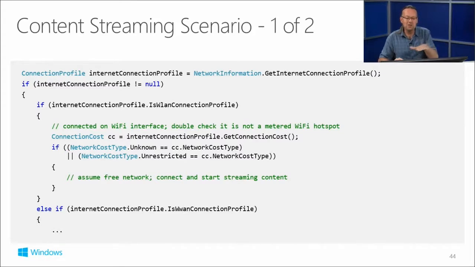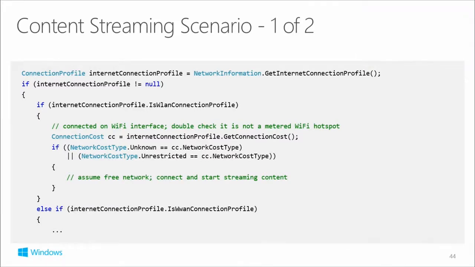Again, it's the NetworkInformation.GetInternetConnectionProfile API. You need to find out, are we on a wireless LAN? So you check if the internet connection profile's IsWlanConnectionProfile is true. And then, if it is, you can get the connection cost of that profile, check it's an unrestricted network cost, and if all that is true, we know we're on free Wi-Fi, and you can just go away and stream away, and it's going to be good for your users.